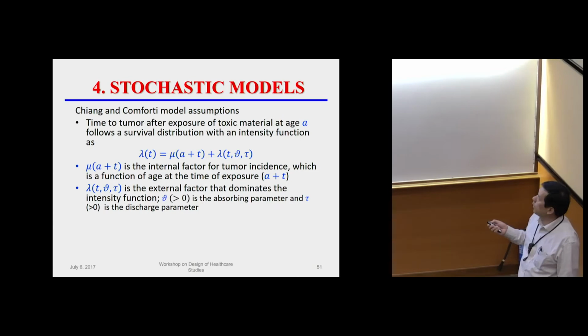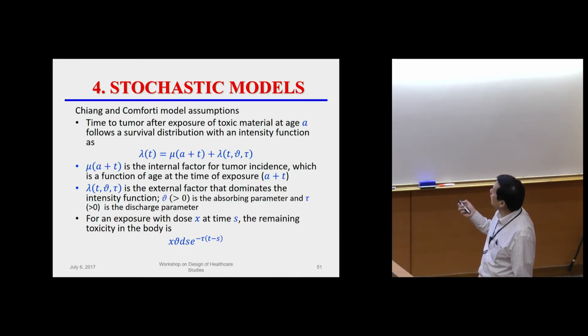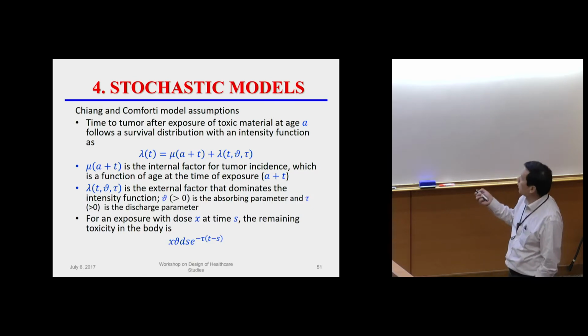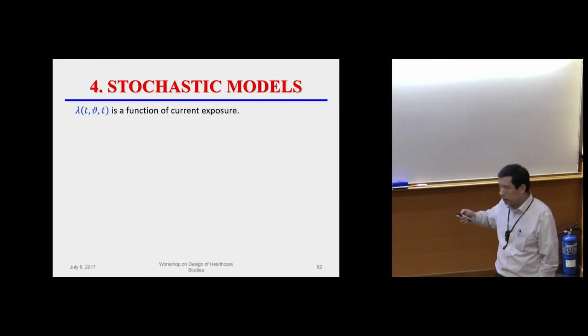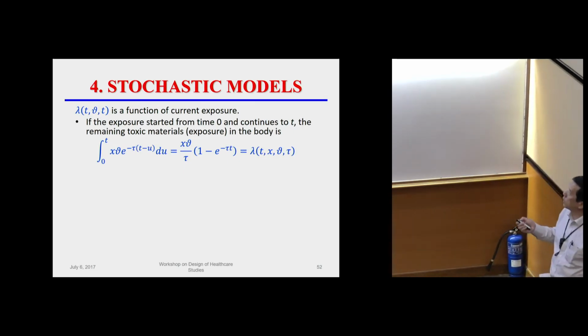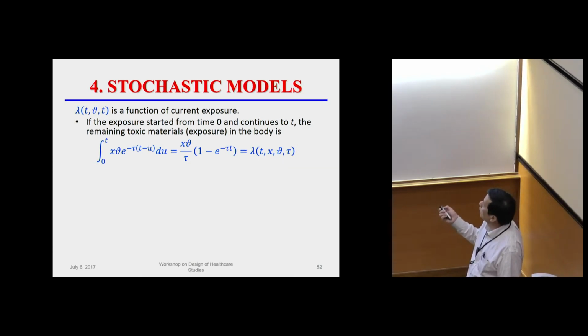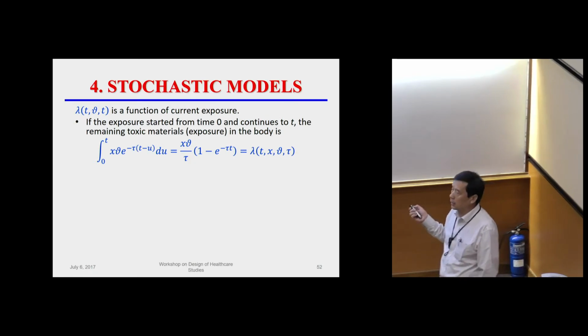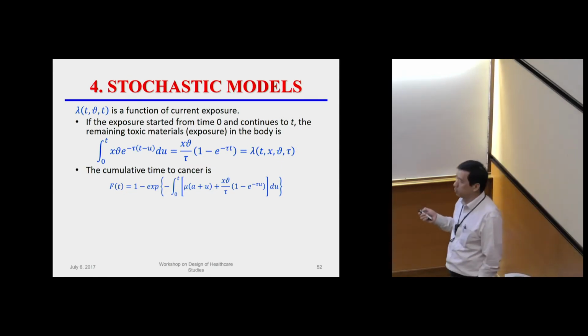And then he assumed there are two parameters. One is the absorbing parameter, which is positive, and also another discharging parameter. So if I put in a dose of X at time S, then this is how much they absorbed, theta times X during the small time ds. But then there is exponential decay. The body is trying to discharge. So by the time t, that's the residual that you have. Of course, the patient is continuously exposed, so you have to integrate all the dose exposed during the time period 0 to t. That's where this function occurs as the intensity function for toxicity. So using this function, you can calculate the cumulative time to cancer.